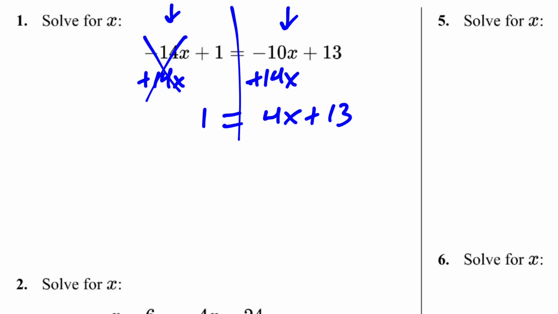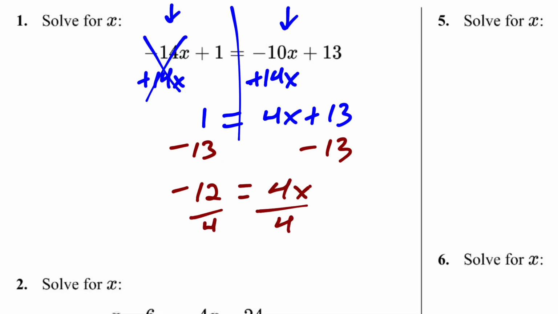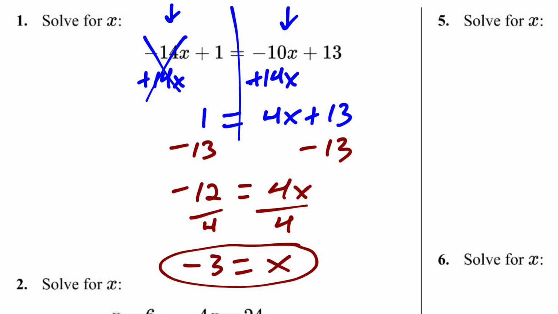And notice now I have a traditional two-step equation. I can subtract 13 from both sides. I have negative 12 is equal to 4x. I can divide by 4, and I have negative 3 is equal to x. So when x is on both sides, we're going to cancel out one of them first. Sometimes we call this moving x to one side.